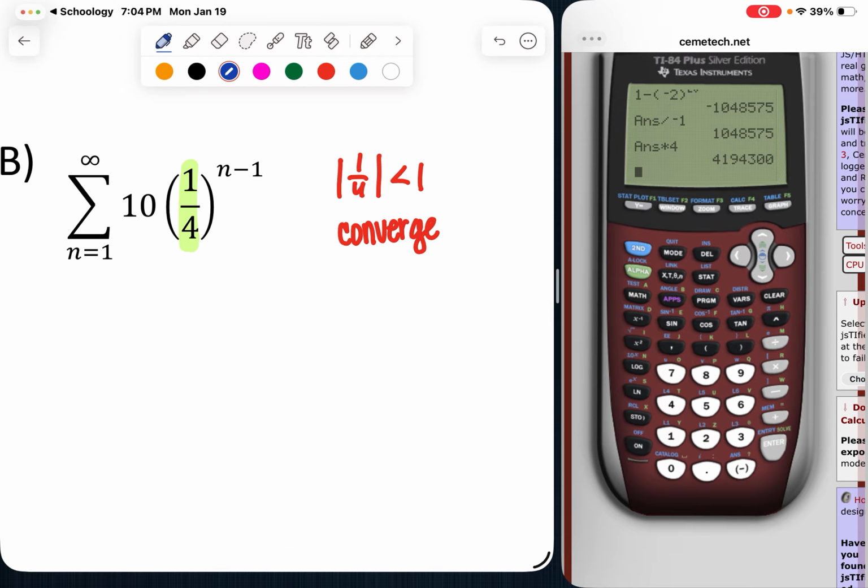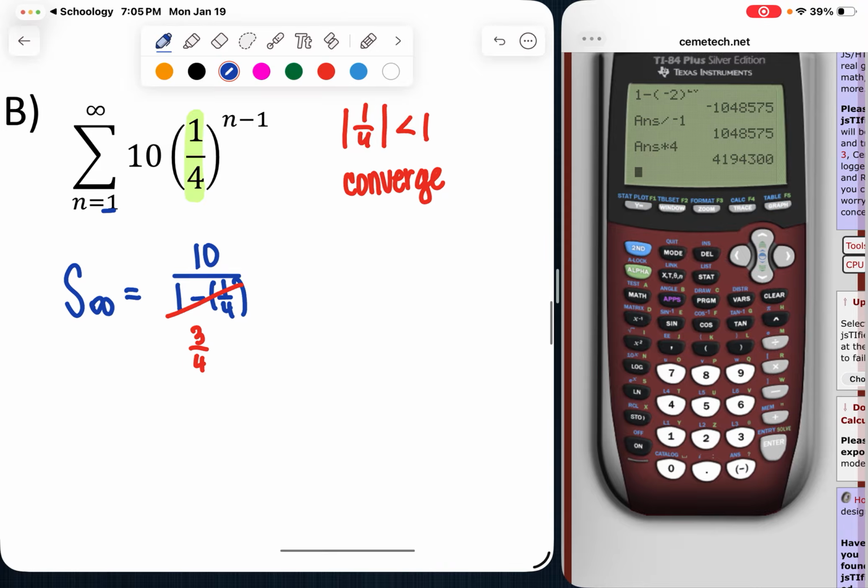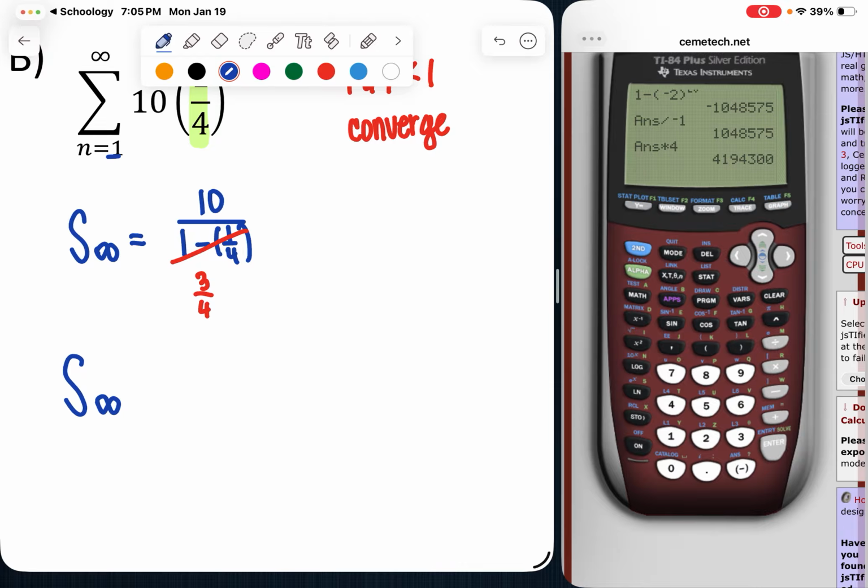So we're going to say the sum of the infinite series is equal to a sub 1, which is 10. And I know that it's 10 because this is a 1 and this is n minus 1. It's in that form, right? And then 1 minus r, which is a fourth. 1 minus a fourth is 3/4. So I get 10 divided by 3/4, which is 40/3. So the sum of the infinite series is 40/3. I multiplied by the reciprocal in my head, which was not a very difficult thing to do.